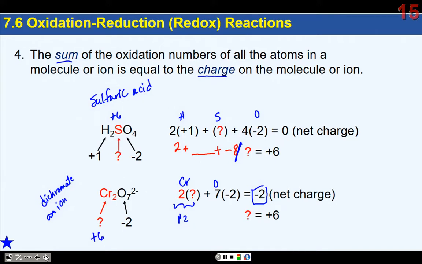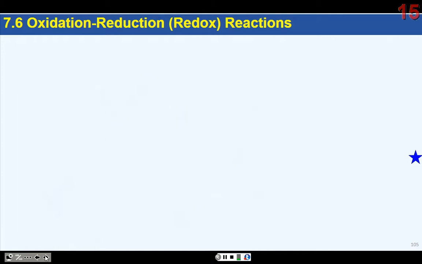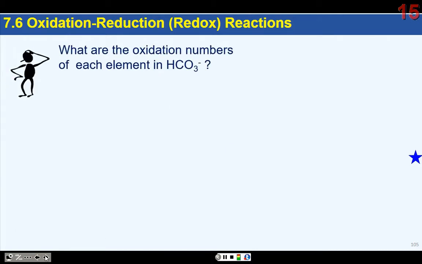So a little bit of arithmetic, not a calculator exercise. Hopefully that makes sense. Okay, so in order to make sense of these, we should do some practice. What are the oxidation numbers of each element in this hydrogen carbonate anion?